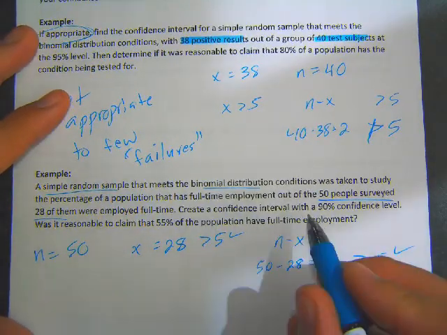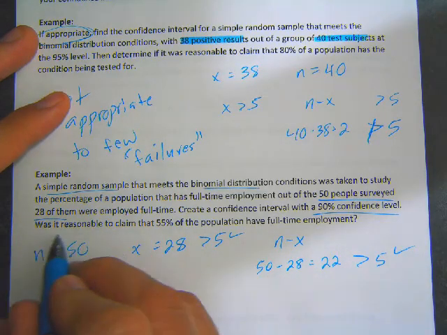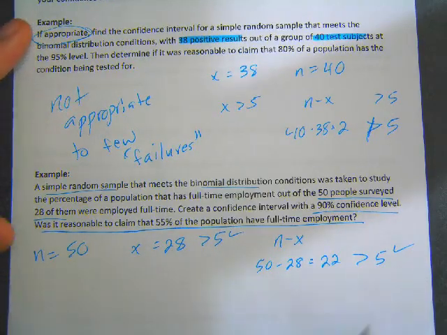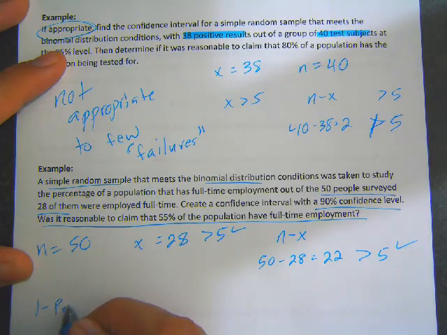Okay. We want to do a confidence interval with a 90% confidence level, and then they want to say, is it reasonable to claim 55% of the population have full-time employment? So I'm going to use that one-prop z interval on my calculator.